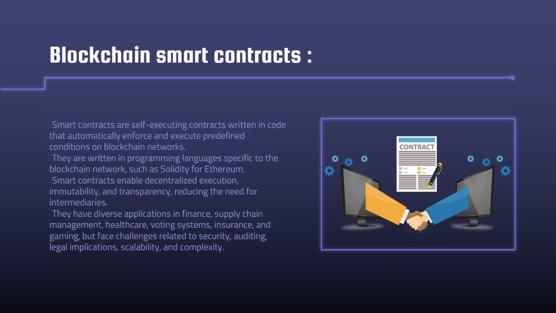centralized. Blockchain smart contracts. Smart contracts are self-executing contracts written in code that automatically enforce and execute predefined conditions on blockchain networks. They are written in a programming language specific to the blockchain network, such as Solidity for Ethereum. Smart contracts enable decentralized execution, immutability, and transparency, reducing the need for intermediaries. They have diverse applications in finance, supply chain management, healthcare, voting systems, insurance, and gaming, but face challenges related to security, auditing, legal implications, scalability, and complexity.